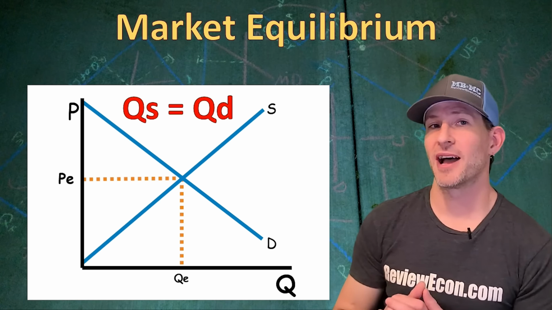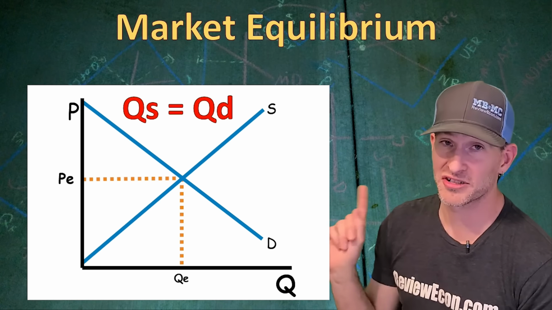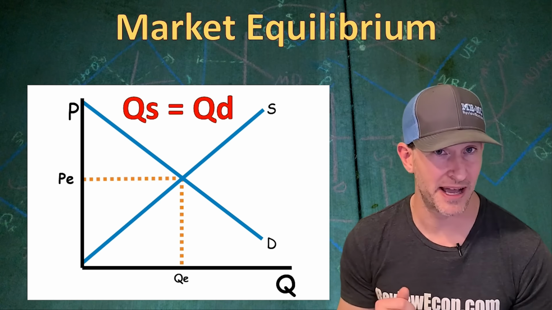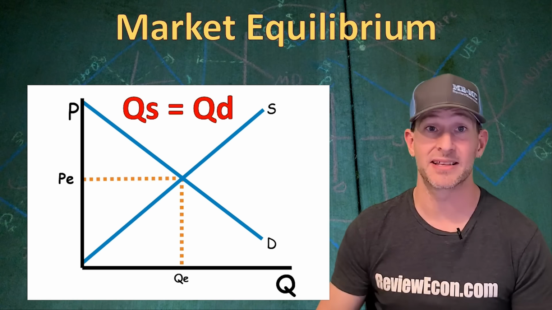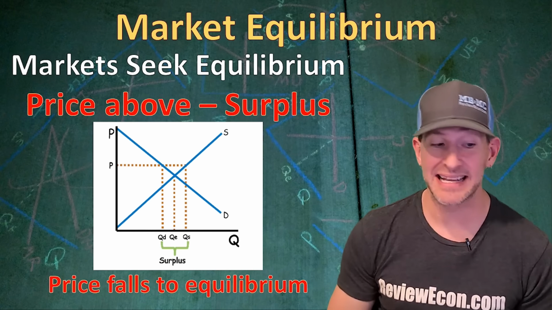Now, if we graph supply and demand together, where the two curves intersect, that is the price where the quantity demanded equals the quantity supplied. That is equilibrium. It's the price that clears the market. And markets are going to seek that equilibrium.